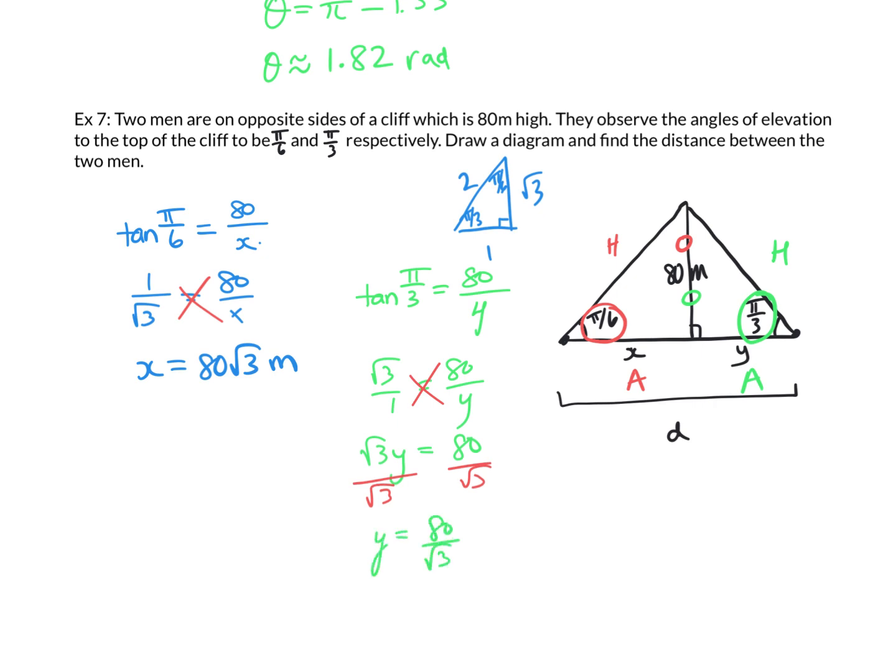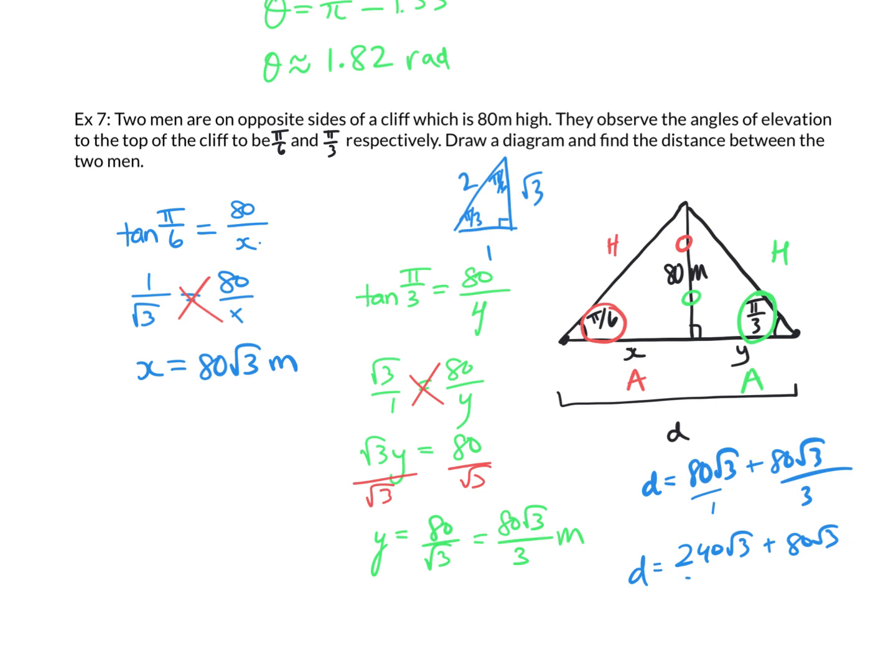But we know this is not an acceptable end to our fraction. We should multiply top and bottom by root 3. And here is our second distance. And now we can add these values up. 80 root 3 plus 80 root 3 over 3. I would like this unified into one fraction, so let's get a common denominator. 80 times 3 is 240 root 3 plus 80 root 3 all over 3, which is 320 root 3 over 3 meters.